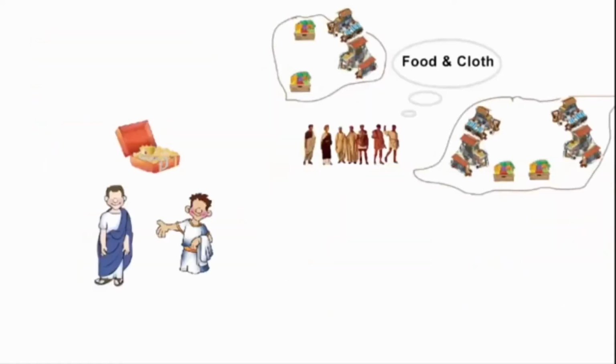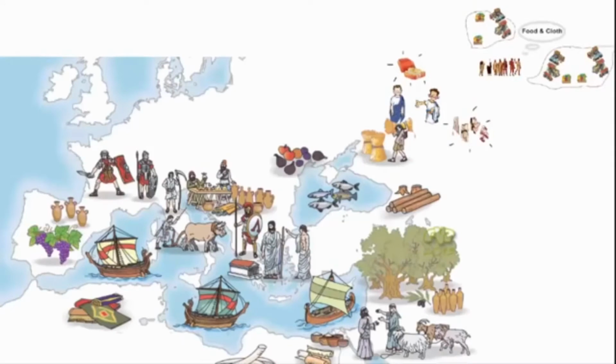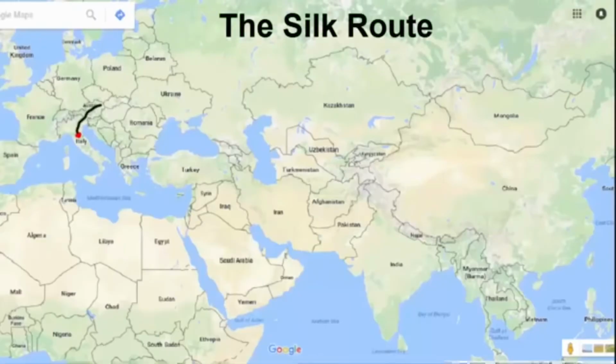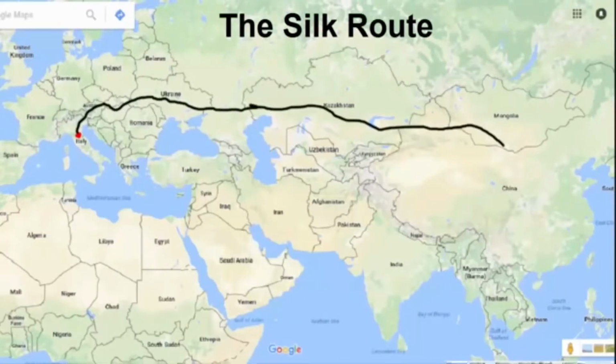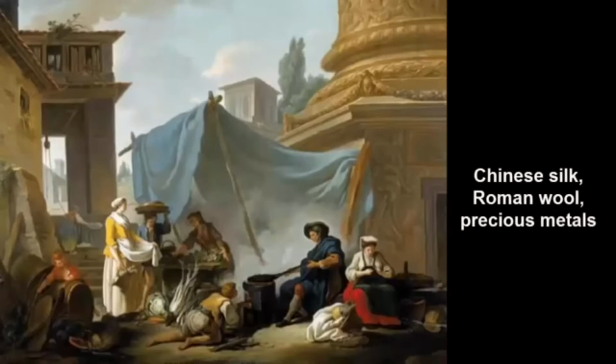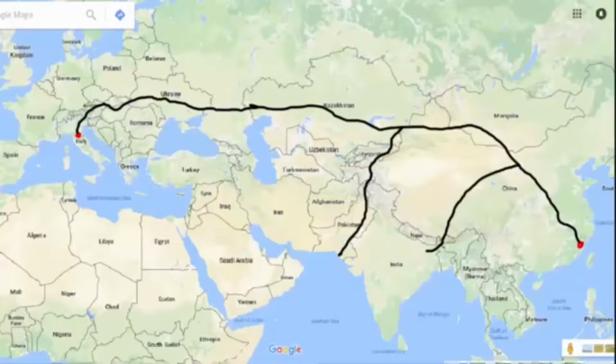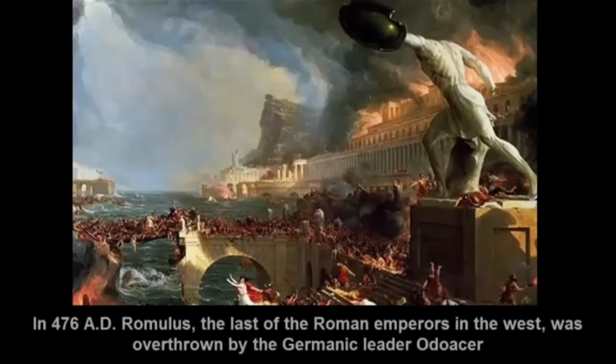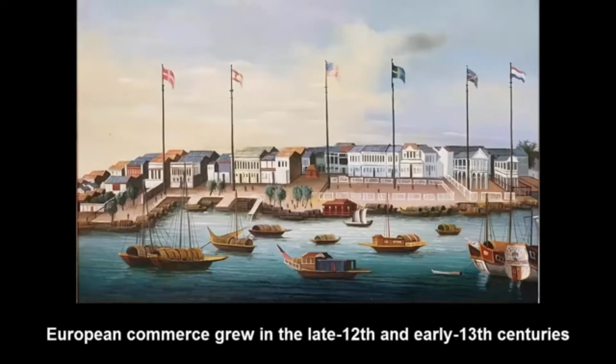Only the rich people bought jewelry and costly dresses, and this resulted in trade of luxury items. The Silk Route is an early example of long-distance trade connecting Rome to China along the 6,000-kilometer route. The traders transported Chinese silk, Roman wool, precious metals, and many other high-value commodities from intermediate points in India, Persia, and Central Asia. After the disintegration of the Roman Empire, European commerce grew during the 12th and 13th century.